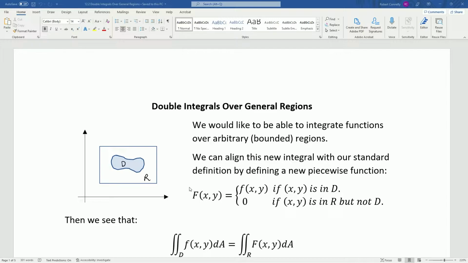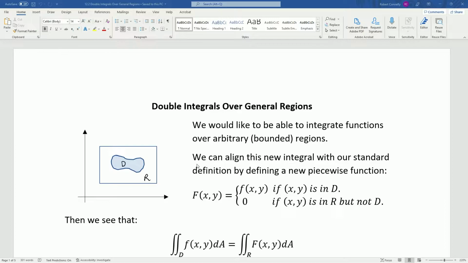So we talked about integrating over a rectangle R, and we gave a very precise definition for what that meant. So we would like to be able to integrate functions over arbitrary bounded regions. So the question is, can we, first of all? Is it valid to consider taking some arbitrary region, like this D here, and just integrate over it without having some sort of problems in the definition of an integral?